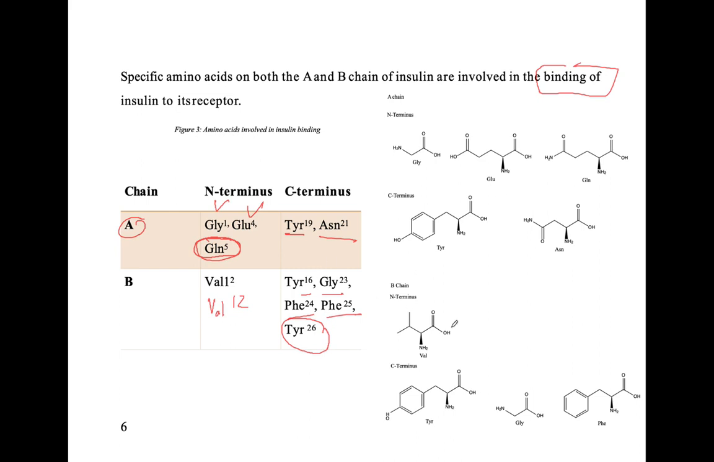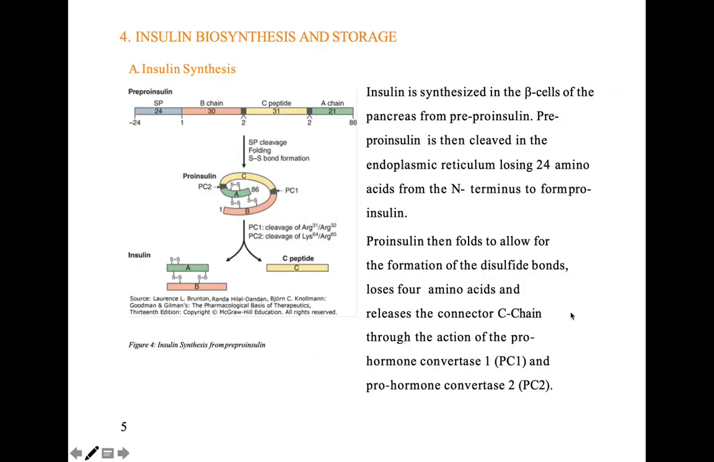Tyrosine is here. Phenylalanine is here. Glycine and valine is here. Right. So I'd like you to be familiar with that, and I'll give you some practice quizzes so that it helps solidify the information in your brain.